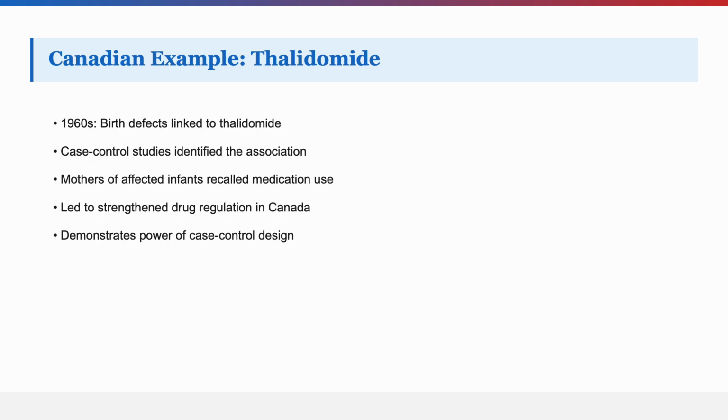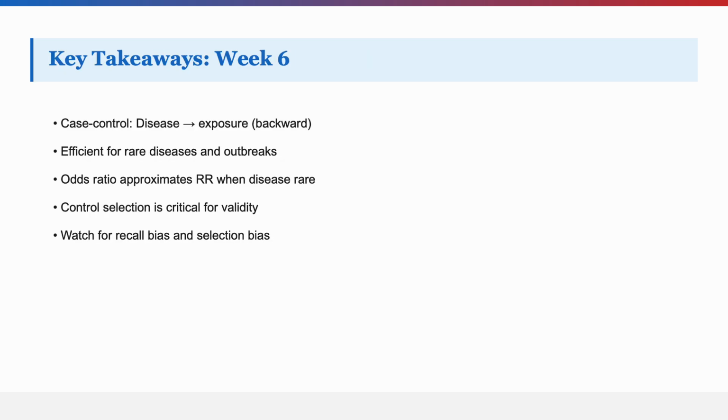Thalidomide used during a critical window of pregnancy, days 20 to 36 after conception, correlated with limb defects. This discovery led to thalidomide's withdrawal and strengthened drug regulation worldwide, including Canada's current pre-market approval requirements. The case control design was essential here. With a rare outcome, cohort studies would have been impractical. The need for rapid answers demanded an efficient design. Case control methodology delivered. Let's summarize case control studies.